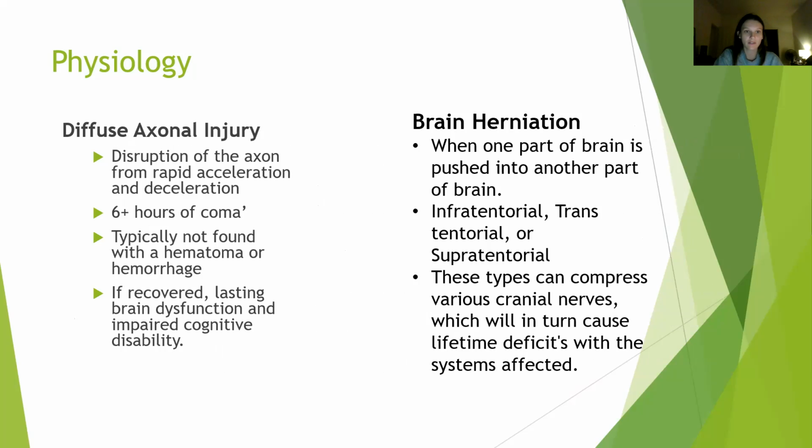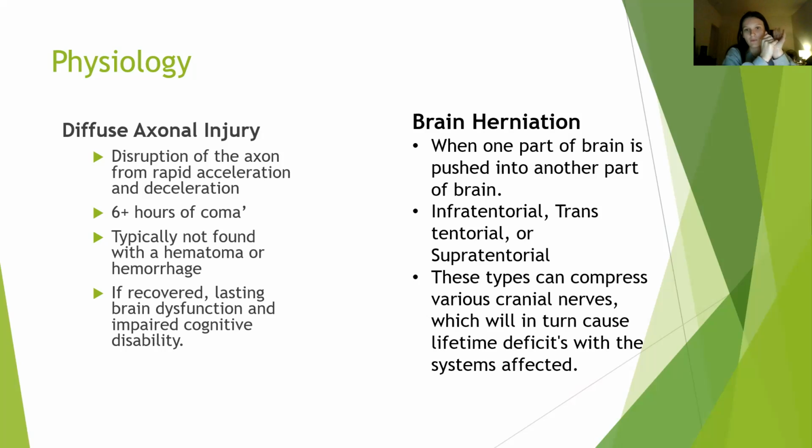Diffuse axonal injuries are basically when the neurons stretch. So if you're rotating your head really fast, or accelerating and decelerating really fast, this causes your axons to stretch, and it damages the axon itself and the white matter, and it will cause long-lasting damage for sure.